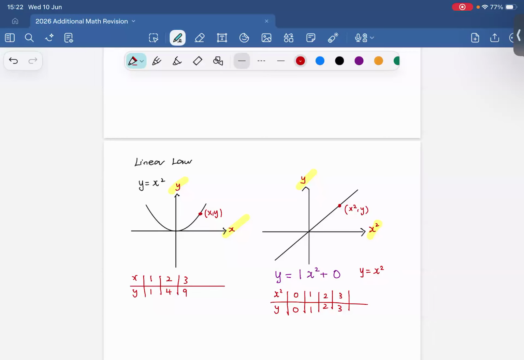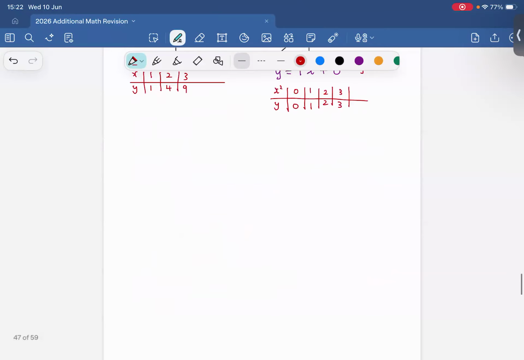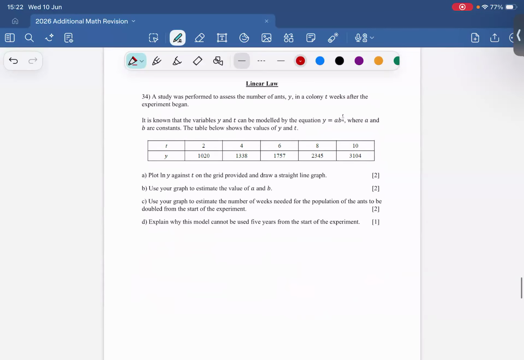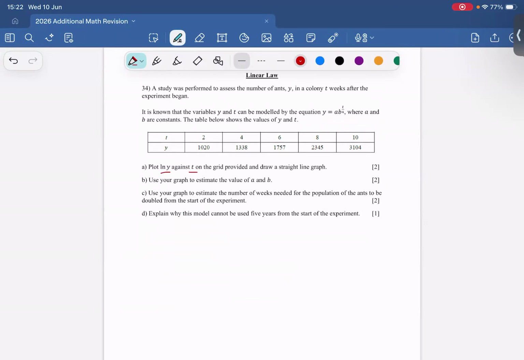So the first thing you need to know whenever you do this chapter is to identify what axis to use. Okay, let's take a look at the first kind of question. Question 34, a study was performed. First they ask to plot ln y against t. So when I ask you to plot ln y against t, what do you need to do? You draw your table, t and ln y. t remains the same. Go and calculate the value of your ln y.